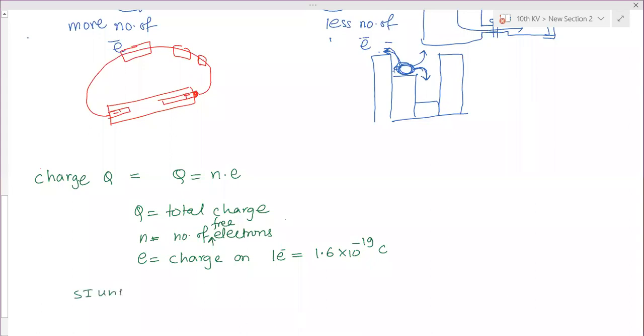So the SI unit of charge is coulomb. It is denoted by the symbol C. So coulomb is a unit of charge.